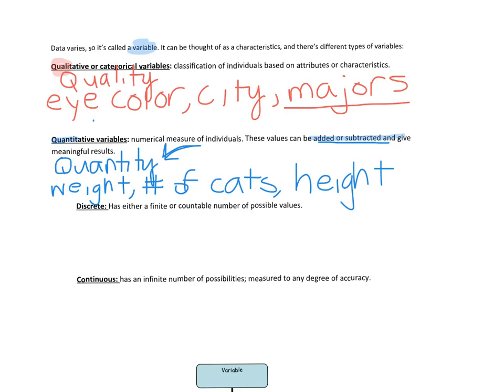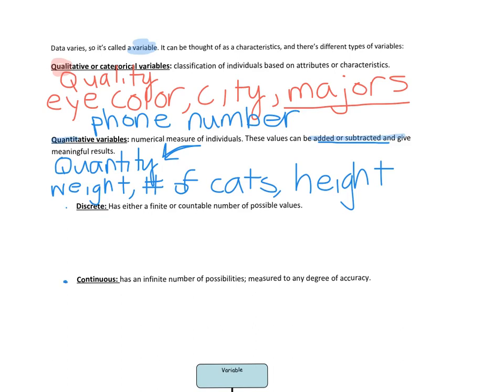No. So a phone number, even though it's a number, because we can't add and subtract it, it's actually a qualitative variable. Other things that would belong up here would be like license plates, social security numbers, driver's license, student IDs, because it is a number, but it can't be added or subtracted. Okay, so 2 subcategories of quantitative variables are discrete and continuous.